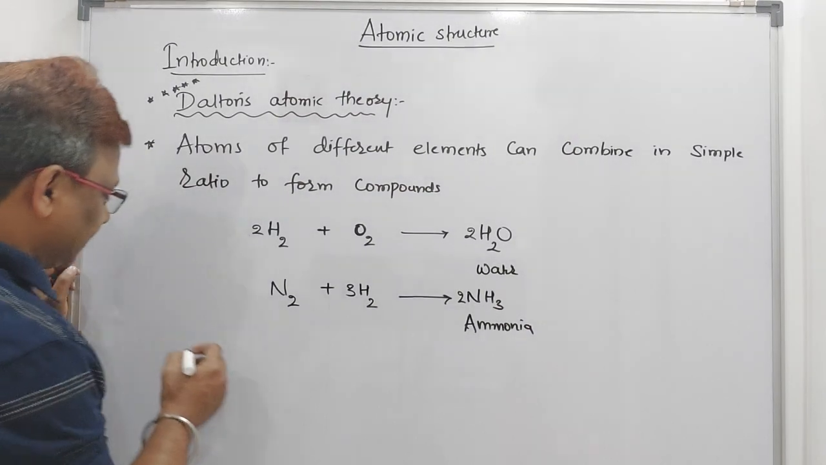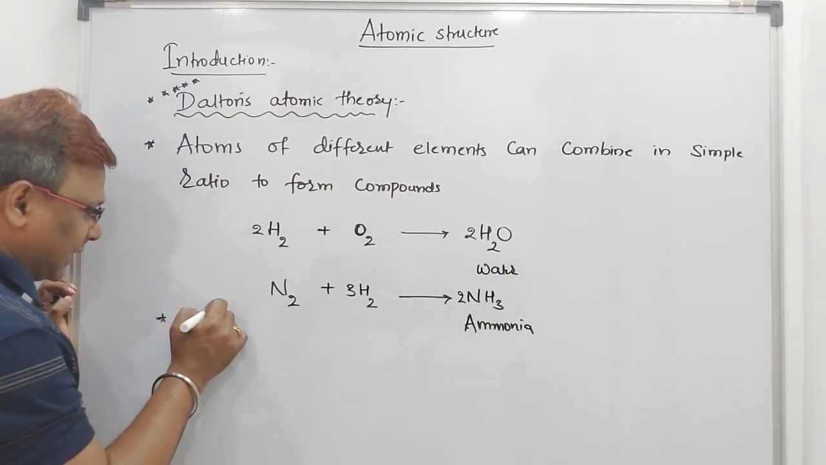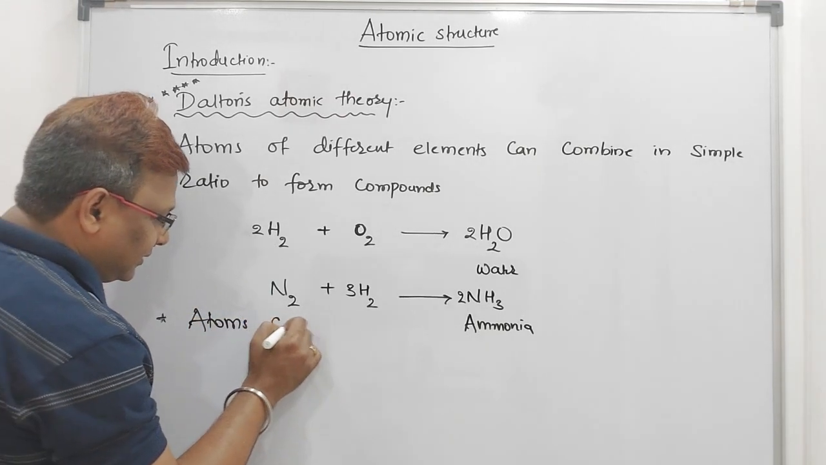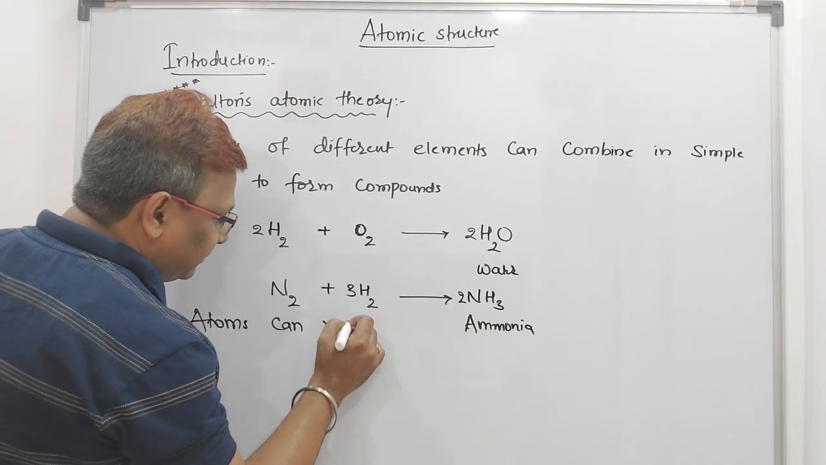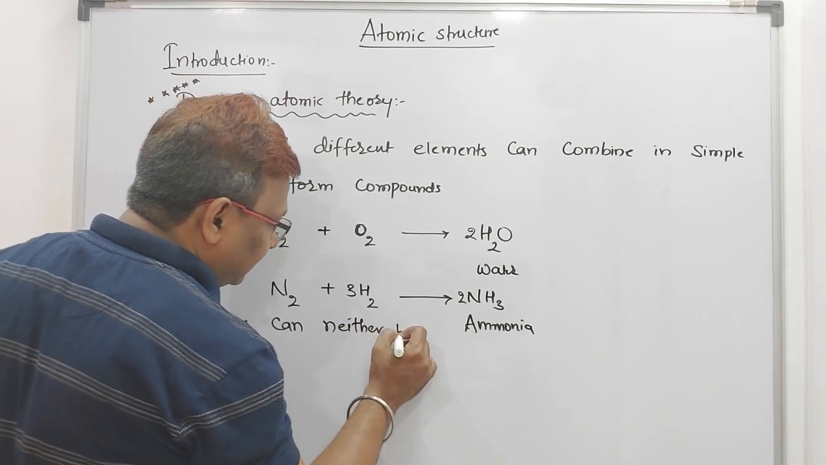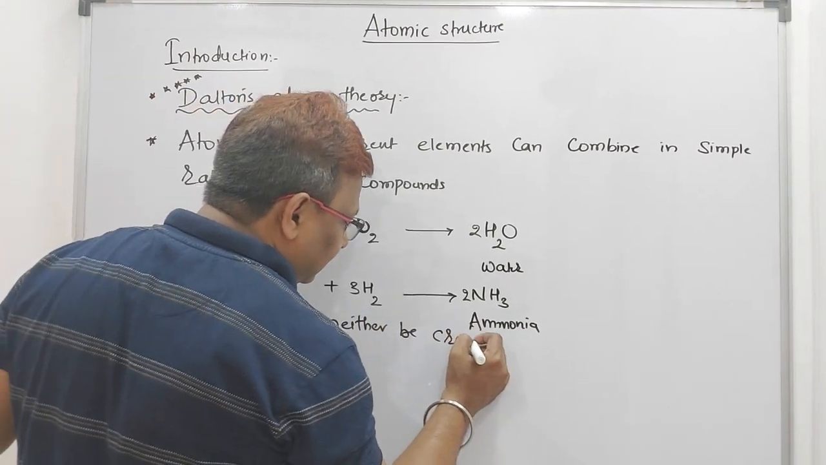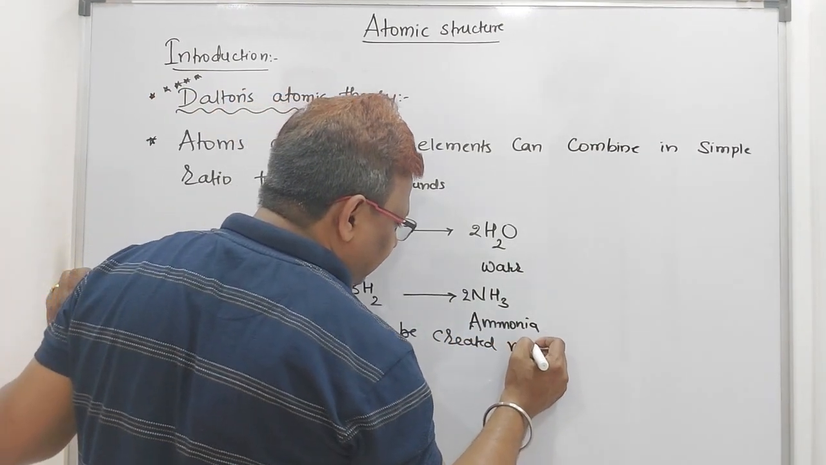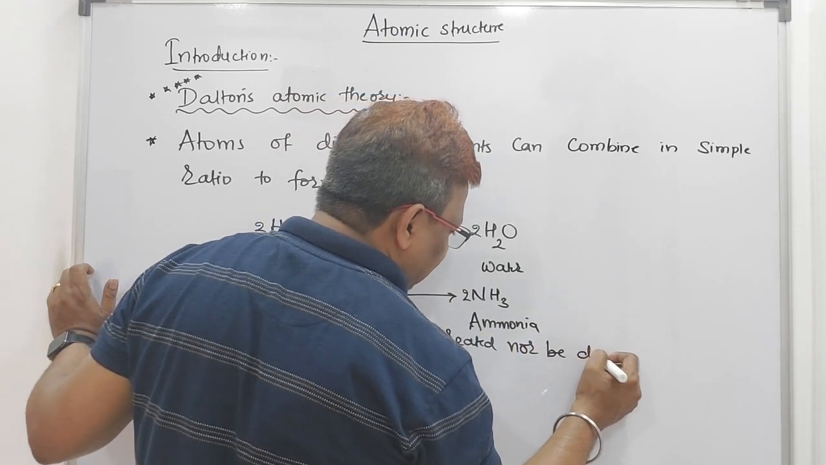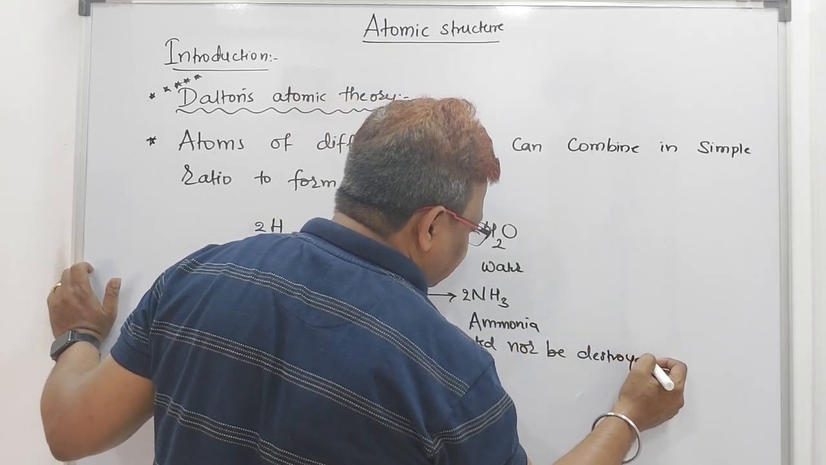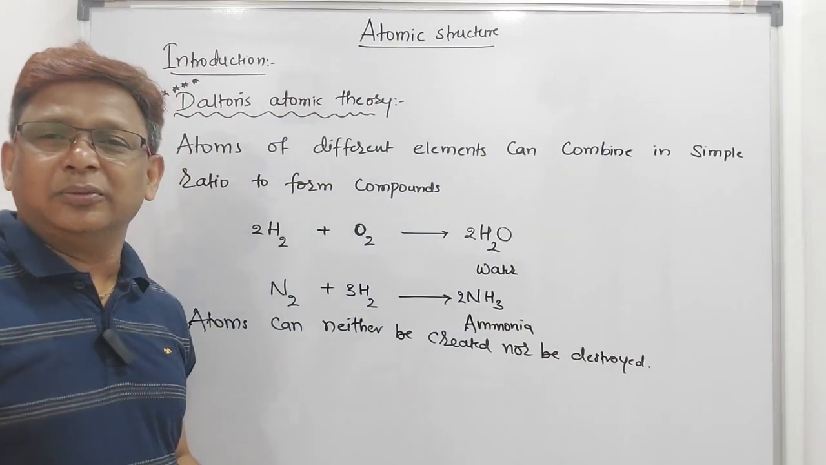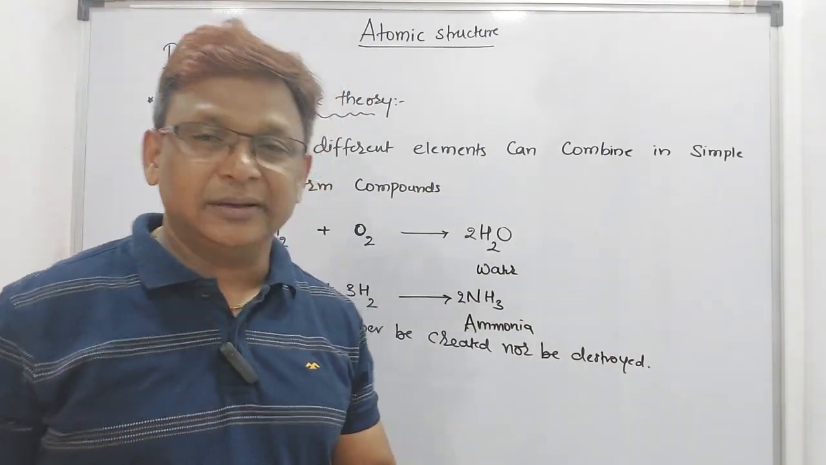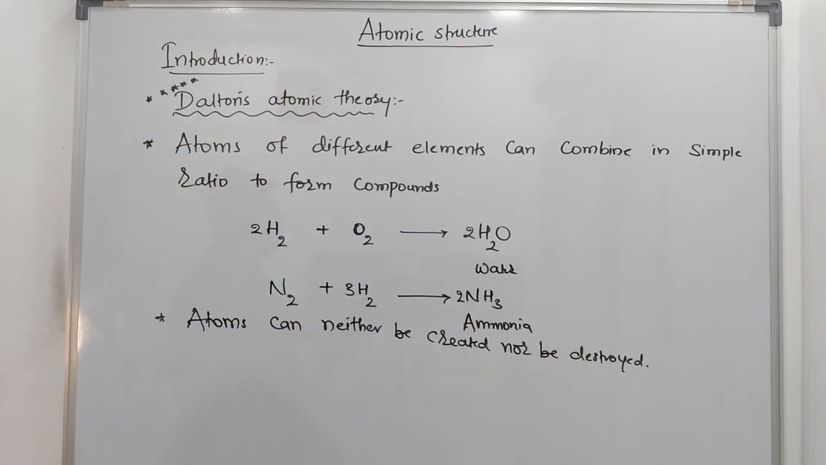And the last important postulate we can say, beta, is that atoms can neither be created nor be destroyed. Atoms can neither be created nor be destroyed. Right? This is an important postulate given by whom? Dalton, in Dalton's atomic theory.